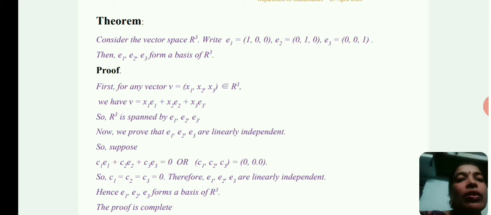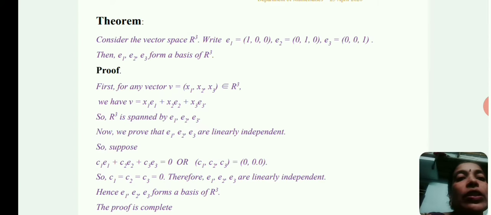Next theorem. Consider the vector space R3. Write the elements e1 is equal to (1, 0, 0), e2 is equal to (0, 1, 0), e3 is equal to (0, 0, 1). Then e1, e2, e3 form a basis of R3.